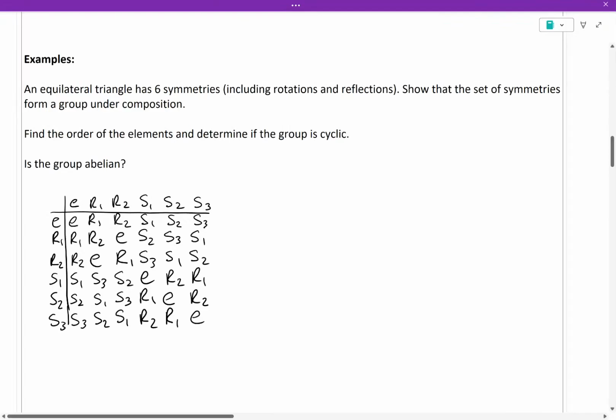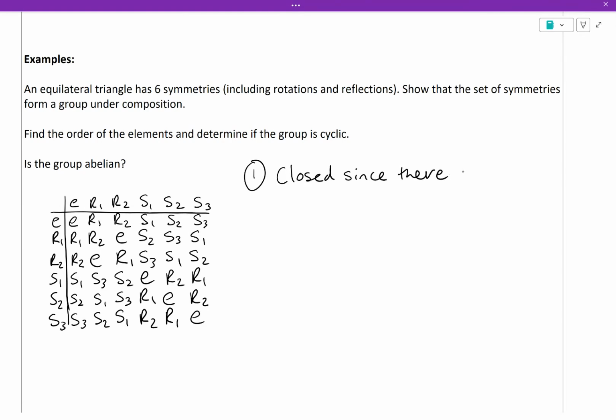Okay, let's now show that this forms a group. Okay, so let's start going through our axioms. So first off, we can say that it's closed since there are no new elements in the table.